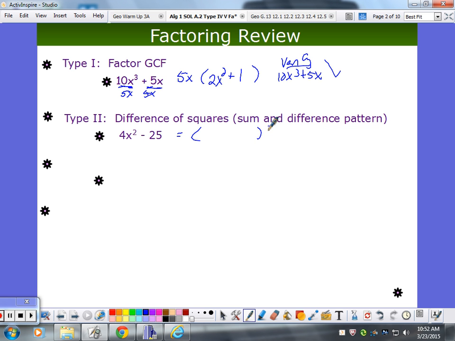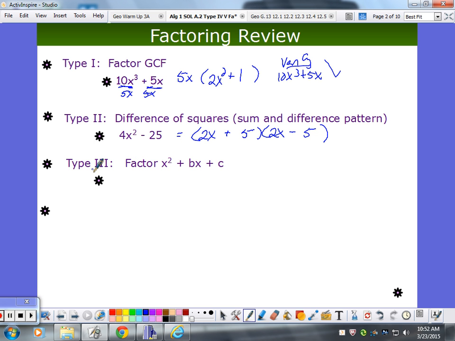But is it a perfect square minus a perfect square? Yes. So that means I'm going to use that sum and difference pattern. You take the square root of 4x squared, which goes in both places. You take the perfect square of 25, and then a plus and a minus, or a minus plus, does not matter. That's type 2.